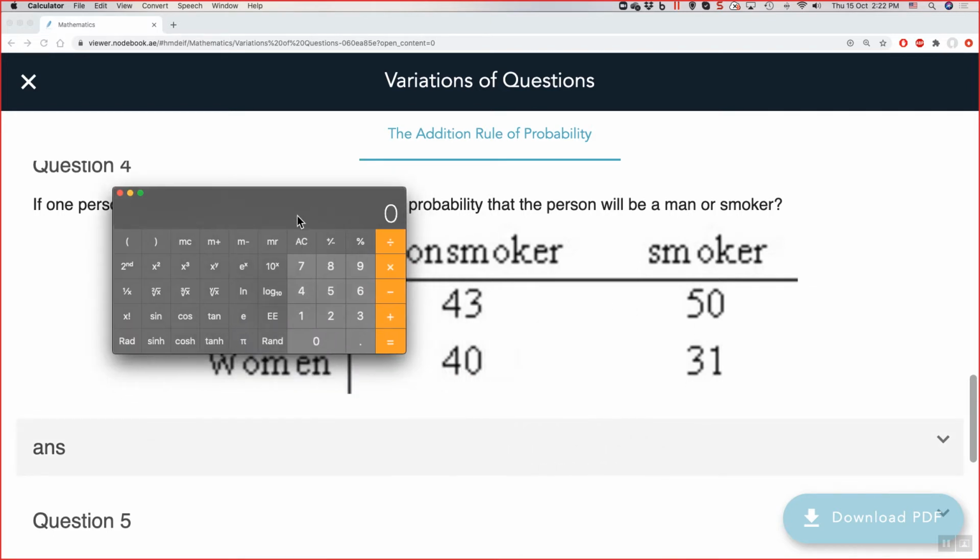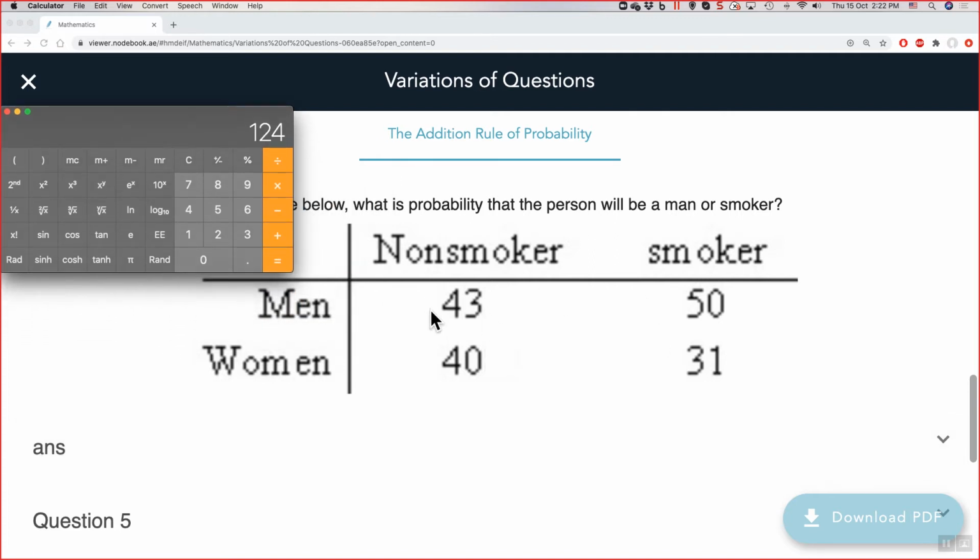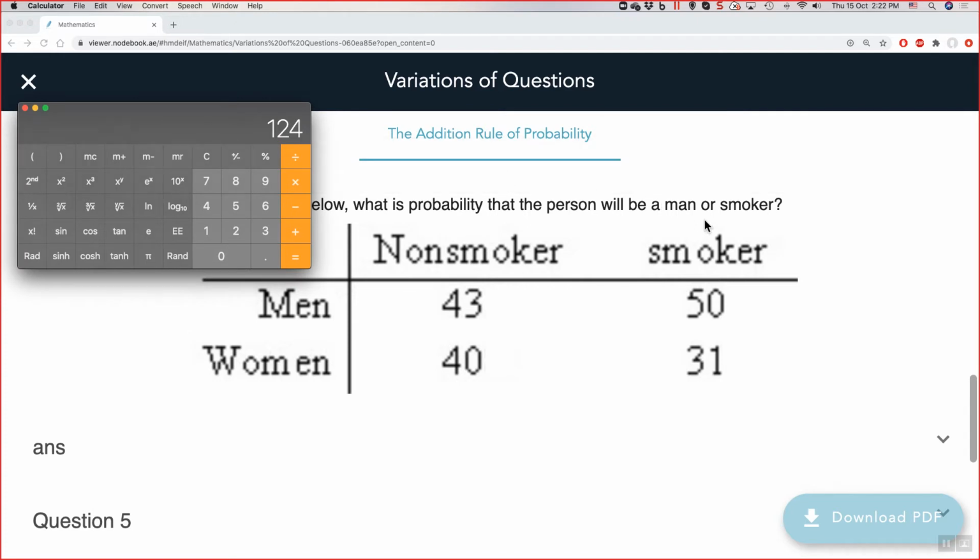So that's what I'm going to do now. I'm going to add 43 plus 50 plus 31. This way I got the total number in the union of men and smokers. Here's all the men, here's all the smokers. Together they are 43, 50, and 31, which is 124. Now, if I want to know the probability the person selected is a man or a smoker, I have to divide 124 by the total, which is 164.